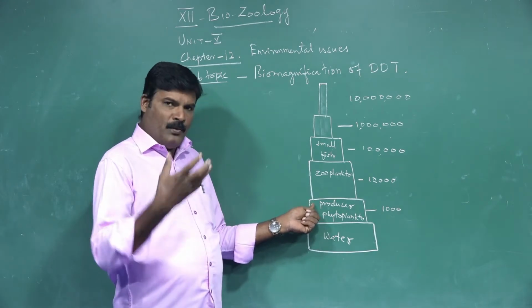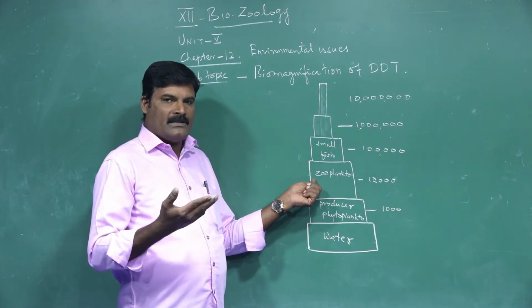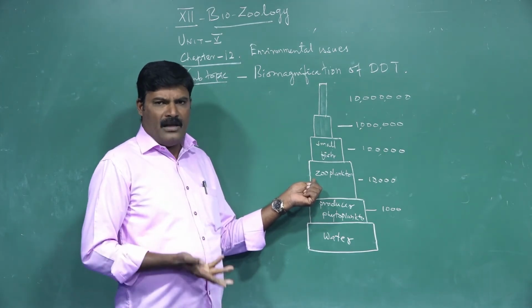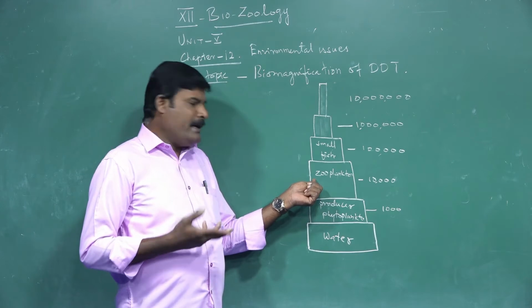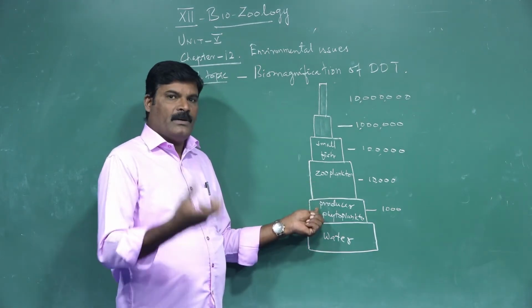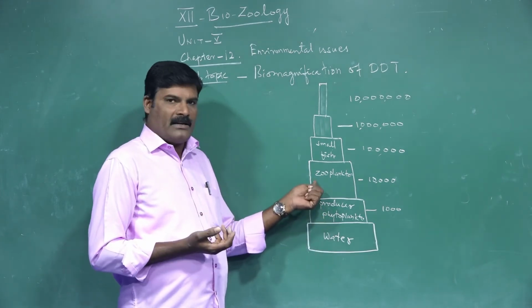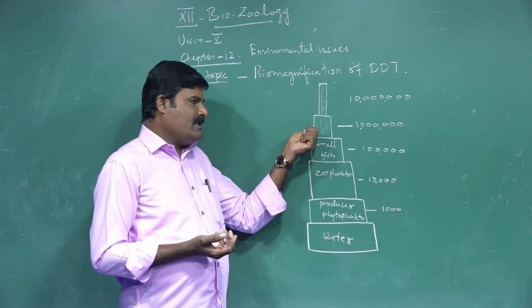The food or energy from the producer is transferred into the animals, that is, the consumers. Zooplankton are animals, they are the consumers. They do not synthesize food; they directly depend upon the producer. They receive food from the producer. That is zooplankton. For example, small fish, large fish.